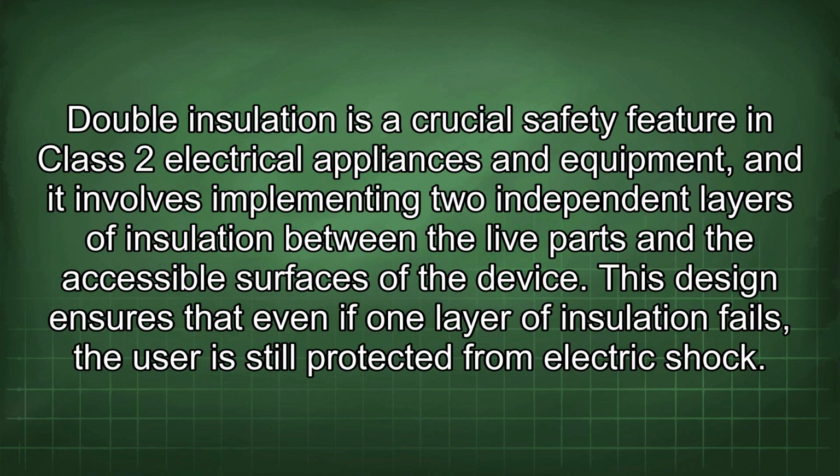Double insulation is a crucial safety feature in Class 2 electrical appliances and equipment, and it involves implementing two independent layers of insulation between the live parts and the accessible surfaces of the device. This design ensures that even if one layer of insulation fails, the user is still protected from electric shock.